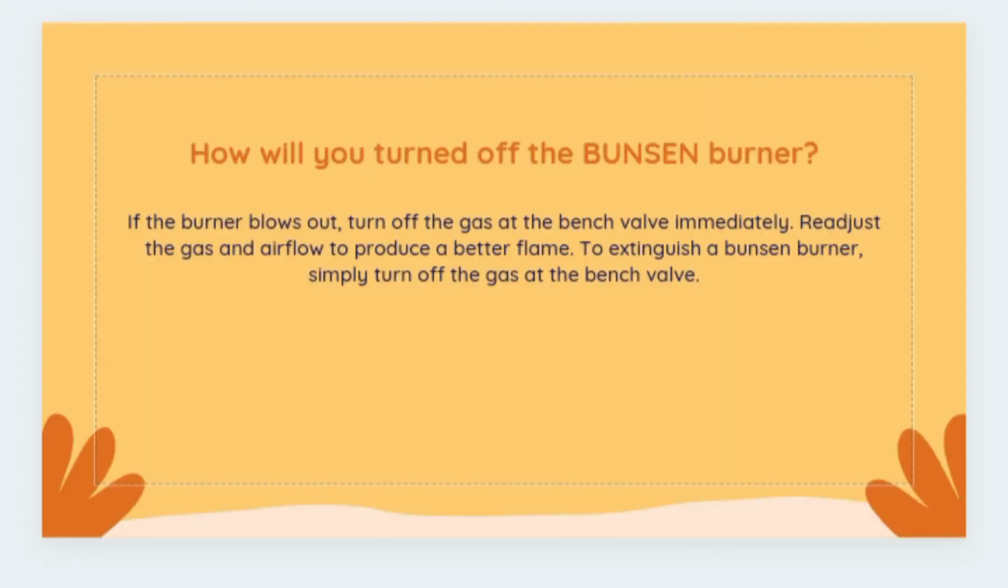As I said earlier, there are steps on how to light the Bunsen burner. And now, there are ways on how to turn off the Bunsen burner. If the burner blows out, turn off the gas at the bench valve immediately. Readjust the gas and airflow to produce a better flame. To extinguish a Bunsen burner, simply turn off the gas at the bench valve.